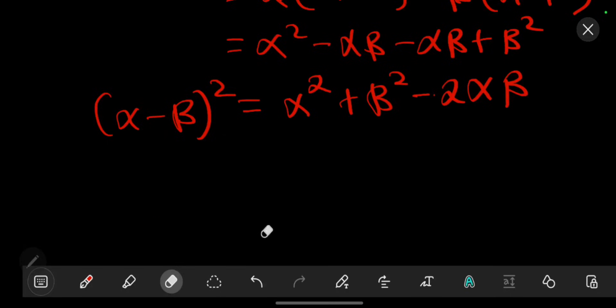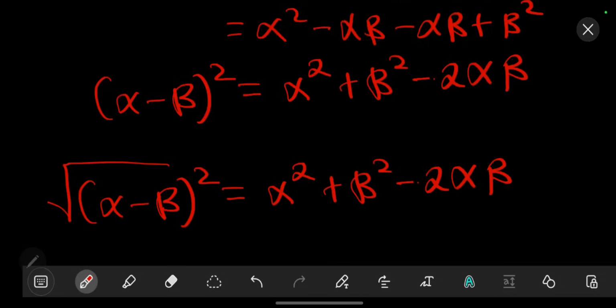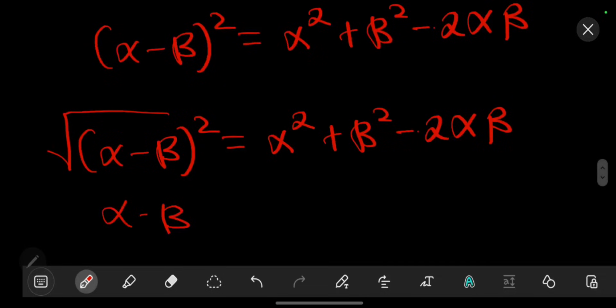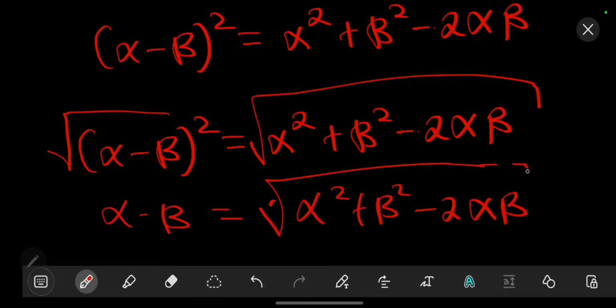So now, to find the value of alpha minus beta, you are going to use this identity. Now this means that alpha minus beta should be equal to, first let's write everything there. To find that, we are going to square root both sides, which is going to give you the square root of our alpha squared plus our beta squared minus our 2 alpha beta like that.